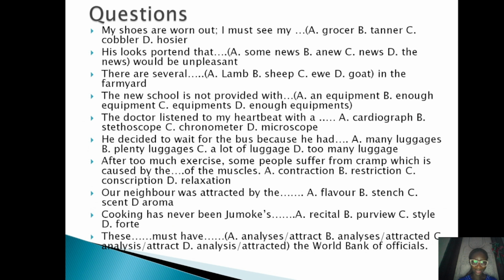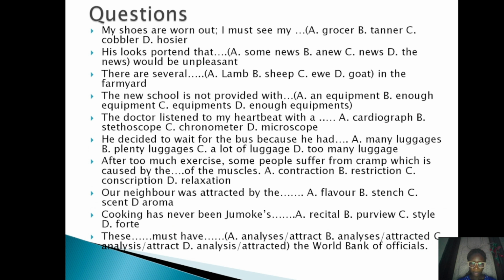The final question. This dash must have dash the World Bank officials. A, analysis and attract. B, analysis and attracted. C, analysis, which is in the singular form, and attract. D, analysis in the singular form and attracted. The correct option is option B.